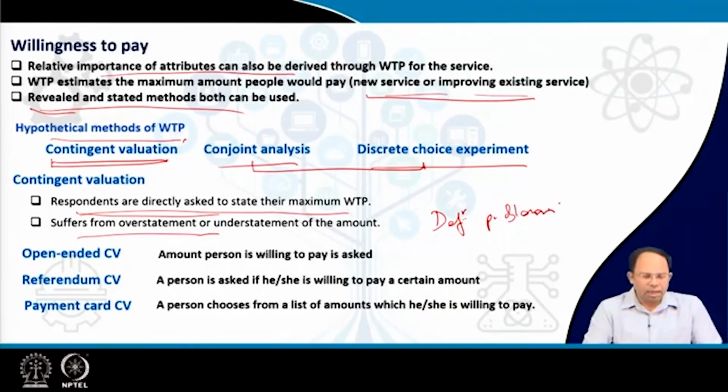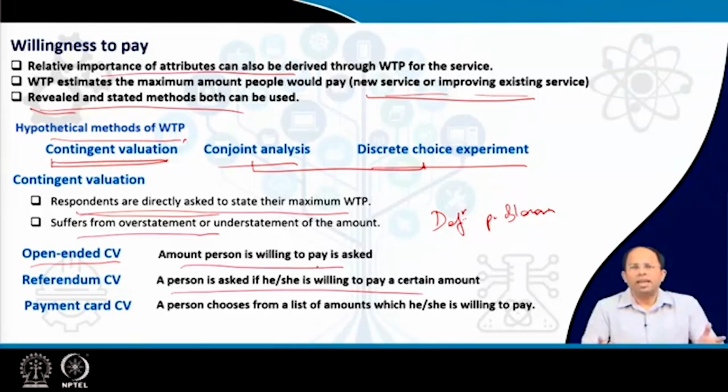The other thing is, we can do this in many ways. For example, it could be an open-ended CV. We can directly ask how much you are willing to pay, right? People can say a value, but again there is a chance that this may be wrong, and a lot of bias is there. Instead, we can ask a person if he or she is willing to pay a certain amount. That means instead of asking them to give an open answer on their own, I can give them certain values and ask whether they are willing to pay.